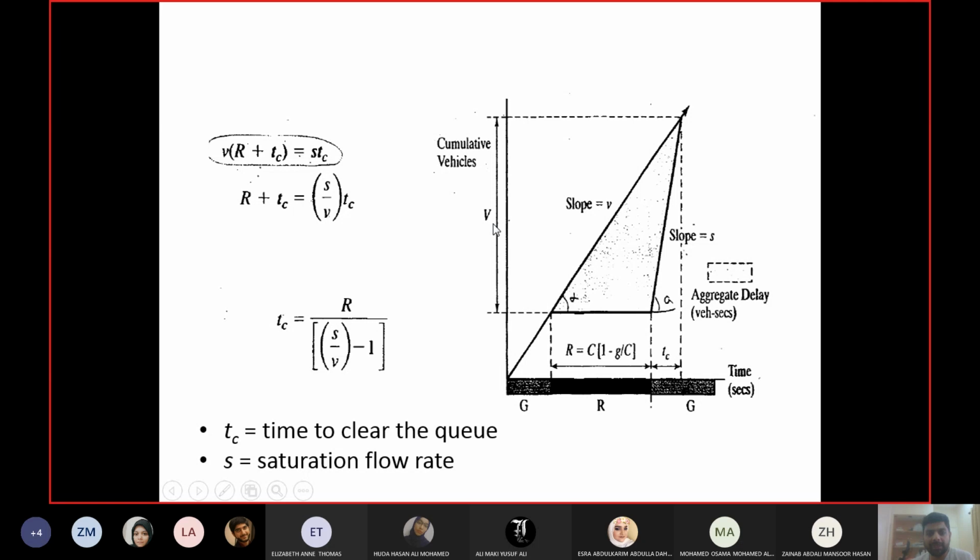Again, capital V means number of vehicles in the queue. Small v is the arrival flow rate. Keep it in mind. Small v is the arrival flow rate. So arrival flow rate times (R plus TC) will give you the same answer as S into TC. You will use this equation to calculate the value of TC now. So TC equals to this. I made these two equations equal, and I calculate the value of TC here.